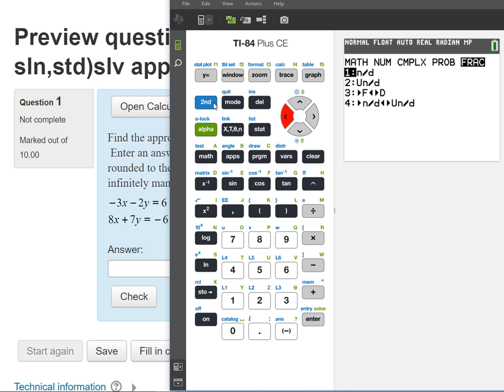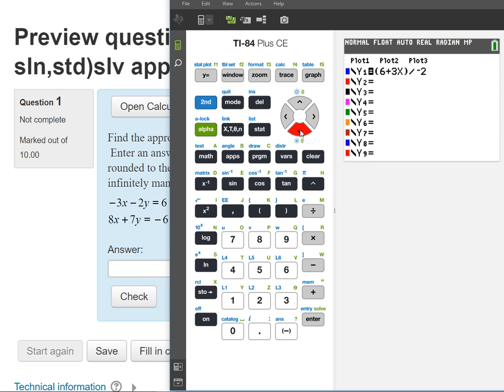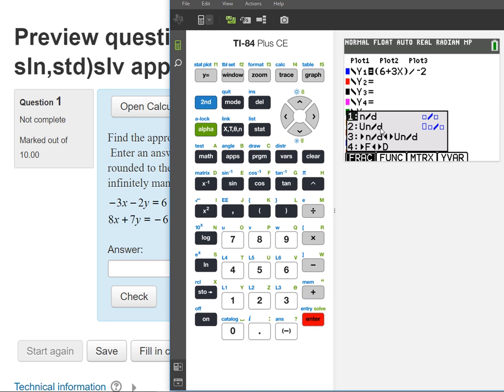There's an easier way to get to that, though. How do I get out of here? If I quit, let's go y equals. I can just hit the alpha button. This is a shortcut. Alpha F1 takes me to the fraction menu. Notice if I hit alpha, I get these really quick menus: fraction, function, matrix, and y variable. We'll use fraction and y variable a lot, so alpha F1 and alpha F4. Then I can either type 1 or just hit enter, and I get this little fraction template.